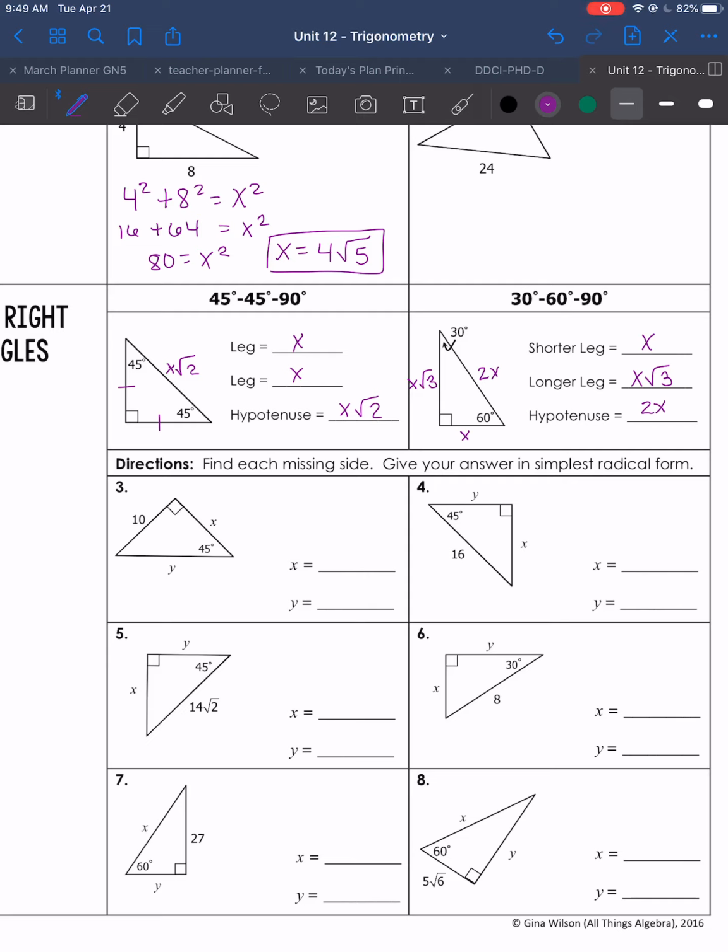Number 3 here, we have a 45, 45, 90 triangle. We know that one of the sides is 10, so the other side is also 10, because those sides are the same. And then your hypotenuse would be 10 square roots of 2. And then 6, we'll just do these odds here.